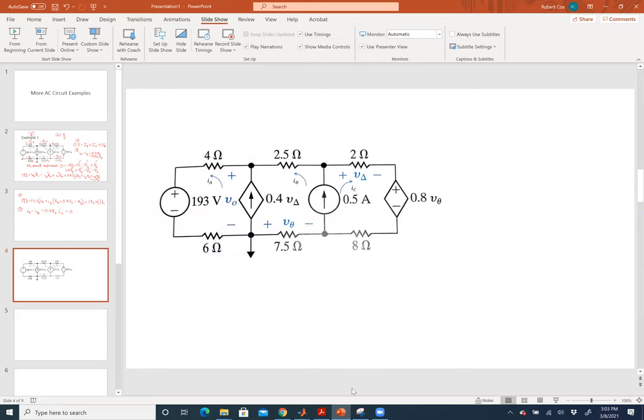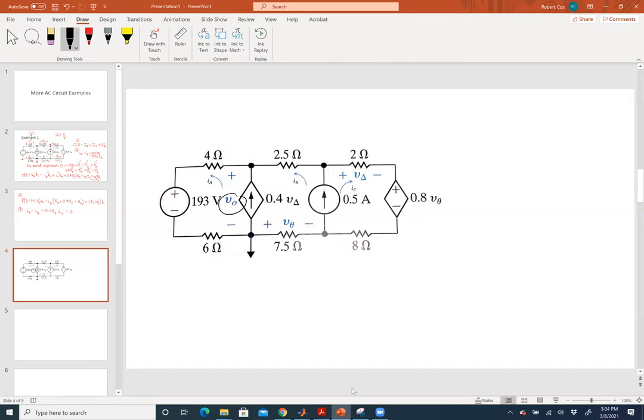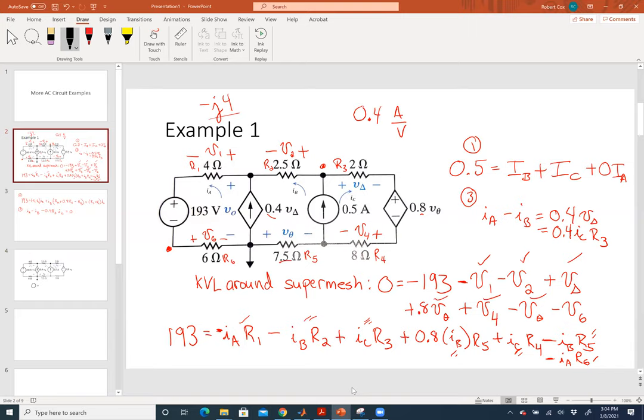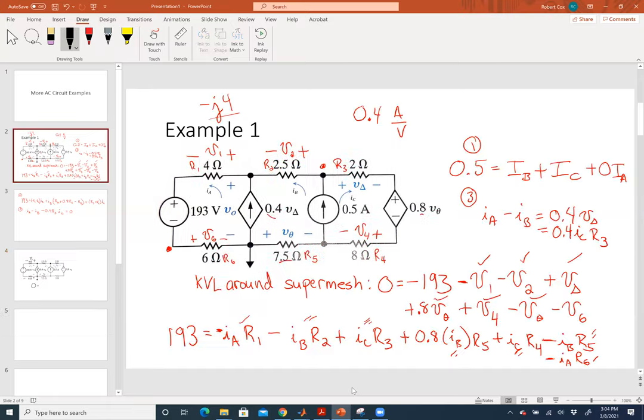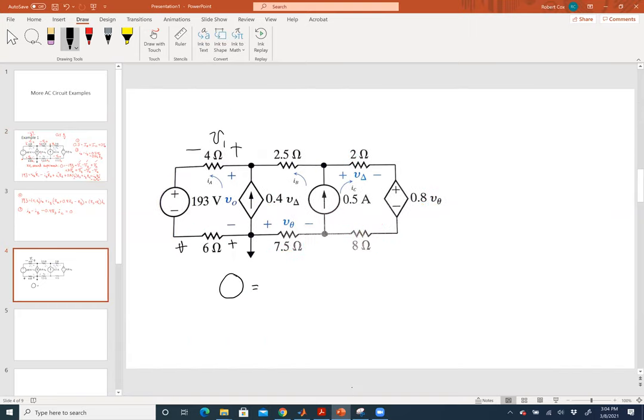IB times R5. Okay, right? V naught's defined as the voltage across this particular element right here. Okay, so why not a KVL around the mesh on the left, the IA mesh? Just reminding ourselves how we defined it: V1 was minus to plus, V6 was plus to minus. So let's go minus, plus, and let's go plus, minus, like that. Or no, what did we do? We did the other way. Plus. Well, 0.4 V delta is the current there, right? That doesn't help me to figure out that voltage, right?